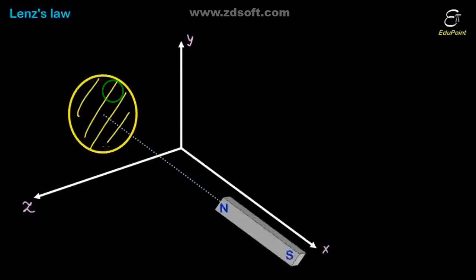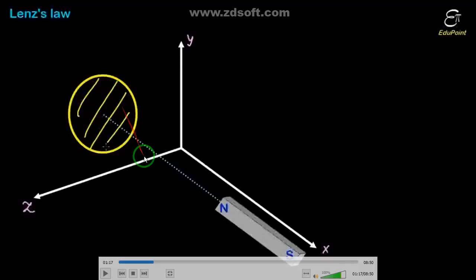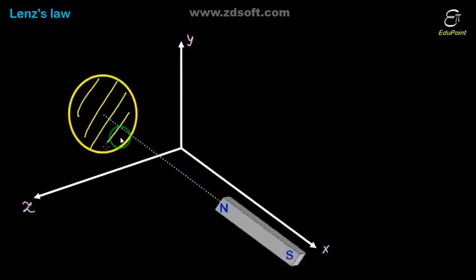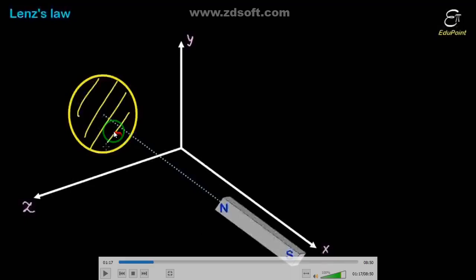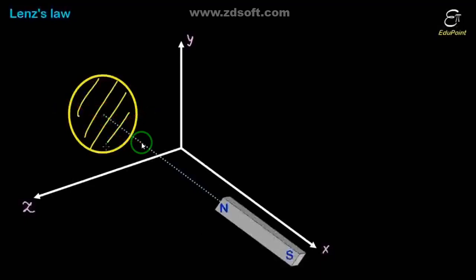According to the thumb rule, when a current passes through a conductor, it will produce a magnetic flux. By the same principle, the magnetic flux from this magnet is linked with the conductor, that produces a current, and that current will produce a self-magnetic field. These lines are indicating the self-magnetic field.